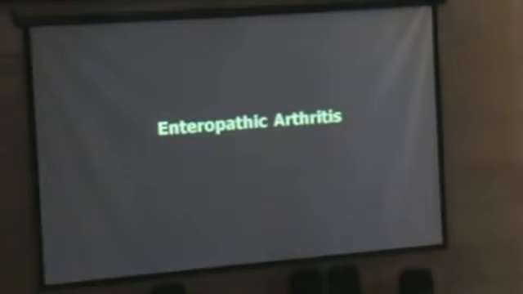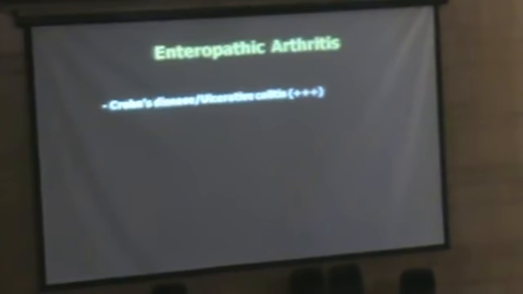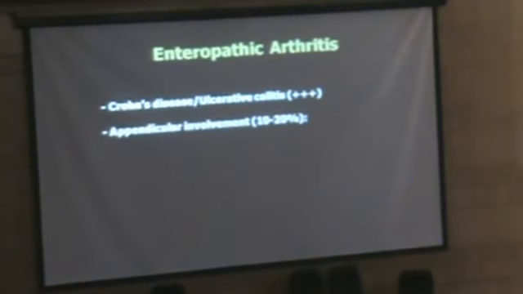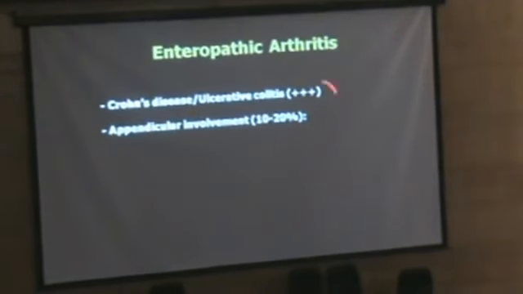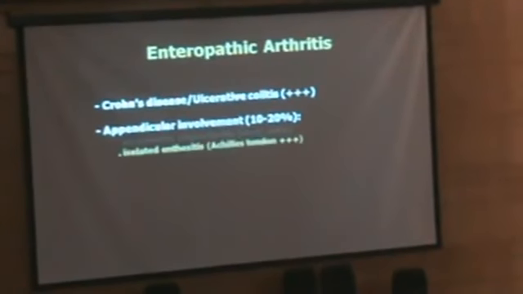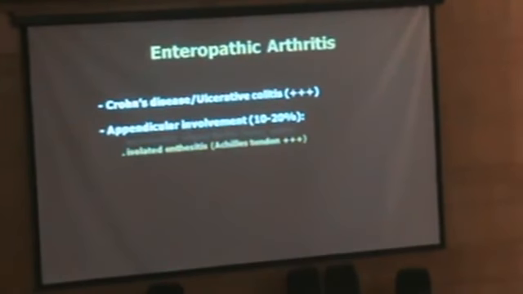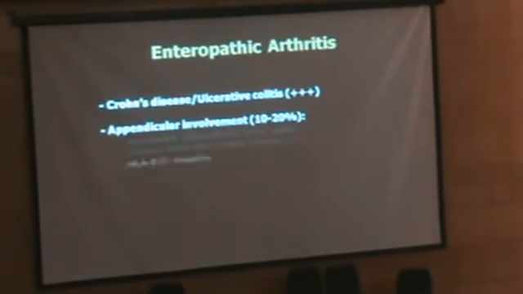And to finish the presentation, enteropathic arthritis is associated with Crohn's disease and ulcerative colitis. We have other forms of intestinal involvement related to spondyloarthropathies, but those two pathologies are the main ones associated with arthritis. Appendicular involvement occurs in up to 20% with asymmetric oligoarthritis. We can find isolated enthesitis. You see, it's really repetitive what I'm talking about. Those are very similar in terms of features.